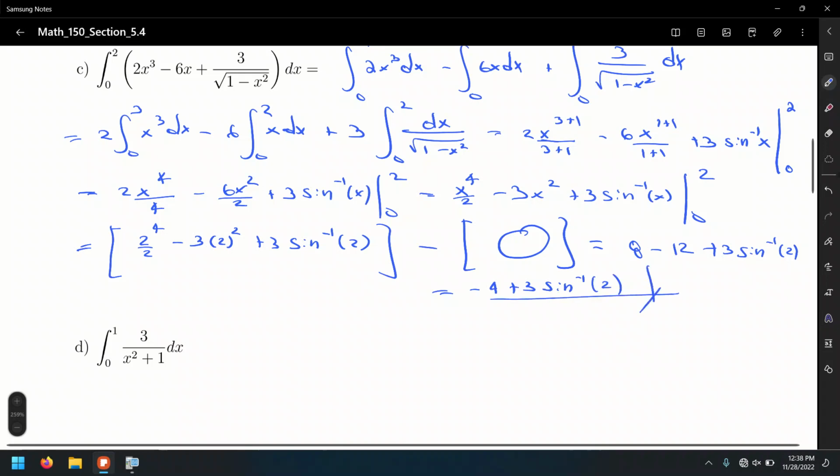Otherwise, if we had something like sine inverse of a half, well, I believe that's 30 degrees or pi over 6, or sine inverse of 1 over root 2, that's the 45-degree angle, right? That's pi over 4. But in the meantime, for values like this, just leave it like that.